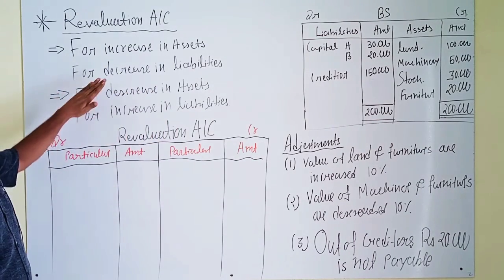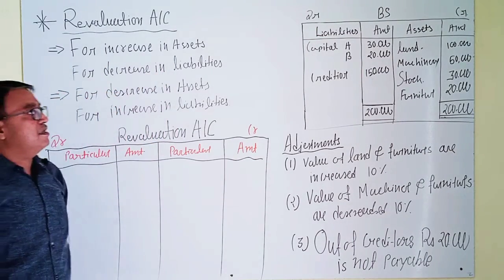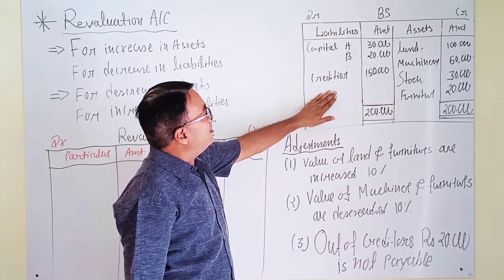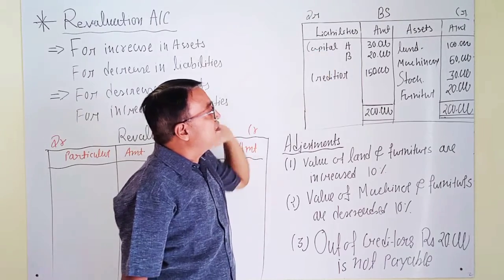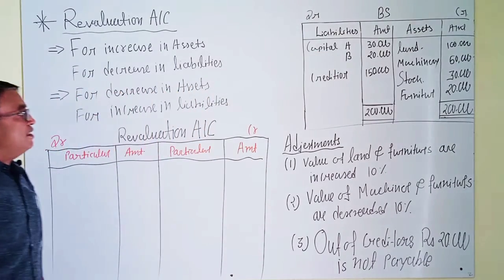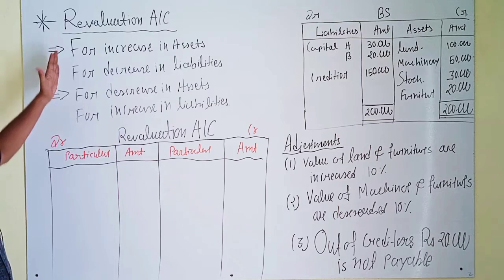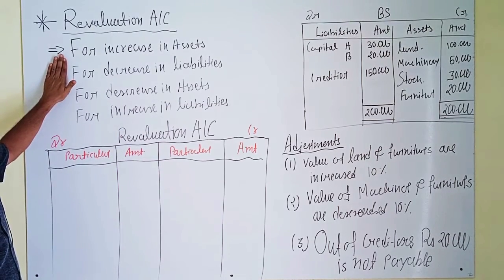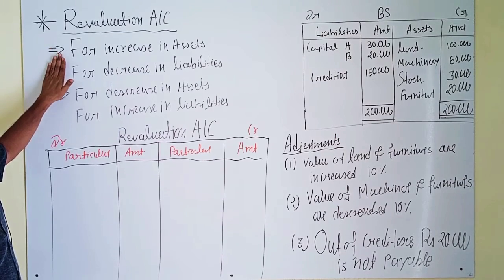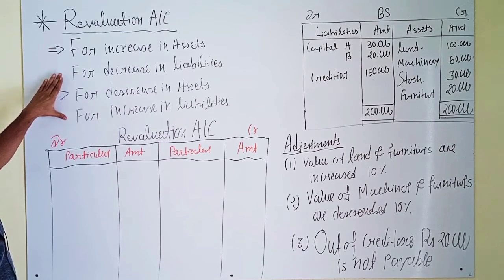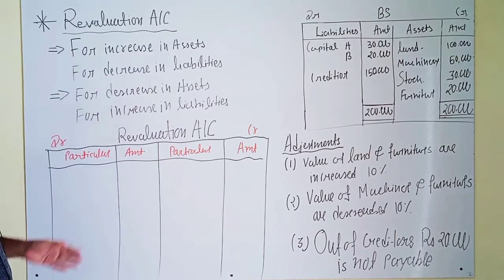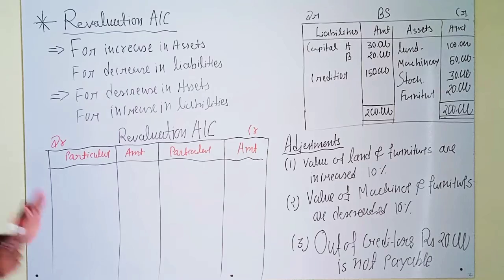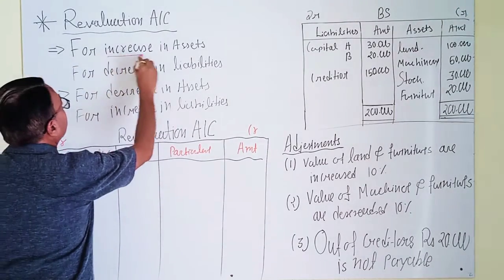Similarly, for decrease in liabilities, only one liability is given, creditors, and partners A and B capital is given. Here you can see that 4 rules are given. You have to learn them by heart and try to understand the 4 rules. The first rule is given here for increase in assets. Increase in assets means it's one type of benefit.